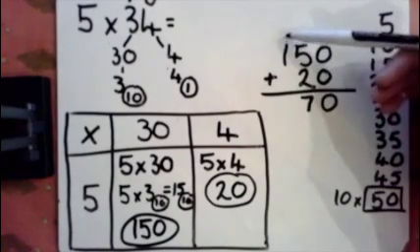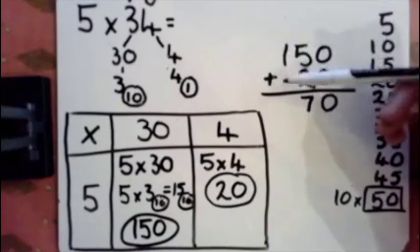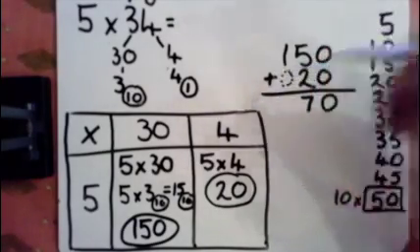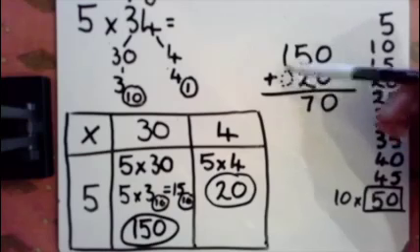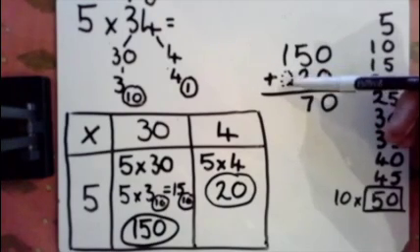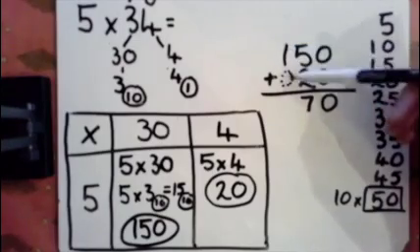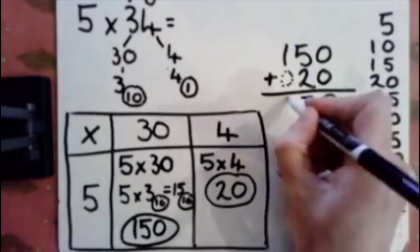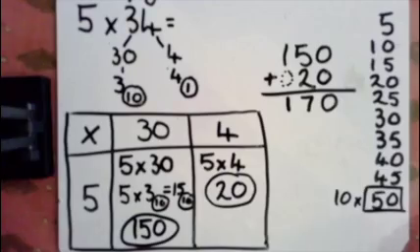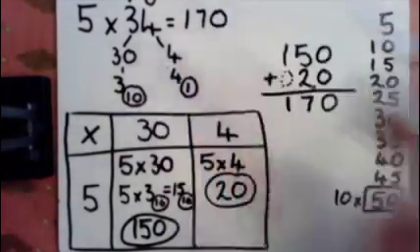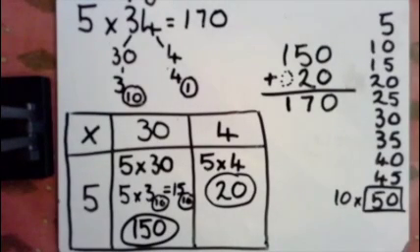And then in my hundreds column, I've got 100. I've got nothing here. It's an imaginary zero in there. Okay, an invisible zero that I can't see, but it is there, I just can't see it. So I've got 100, add 0, 100, gives us 170. And my answer to this question is 170.